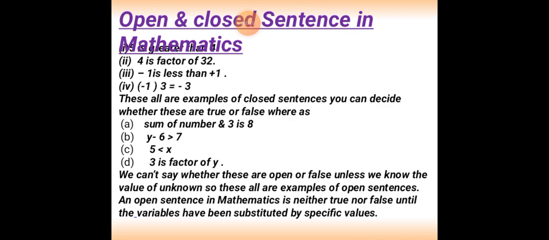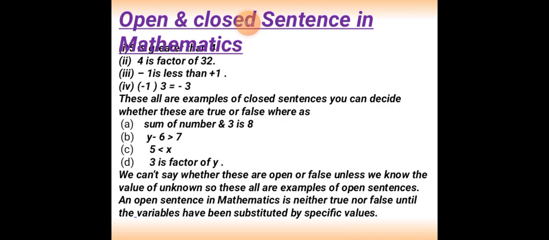Then y minus 6 is smaller than 7: we don't know the value of y here, so it's an open sentence. 5 is smaller than x: we don't know the value of x, so it's an open sentence. 3 is a factor of y: we don't know the value of y, so it's an open sentence. We can't say whether these are true or false unless we know the value of the unknown. So these are all examples of open sentences. An open sentence in mathematics is neither true nor false until the variables have been substituted by specific values.